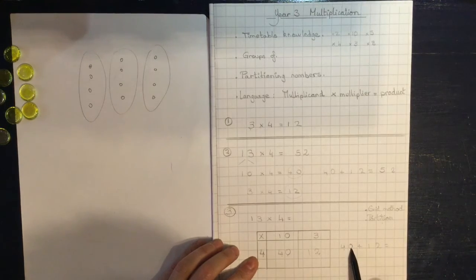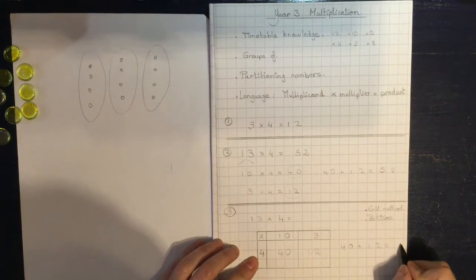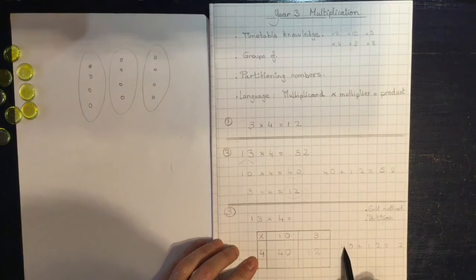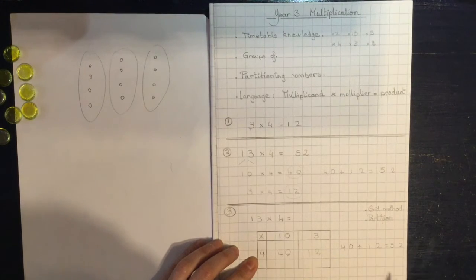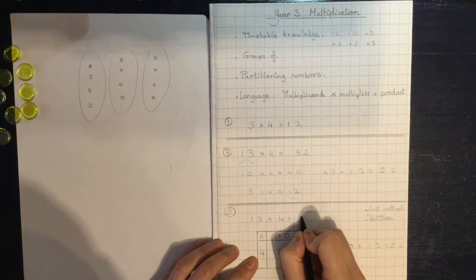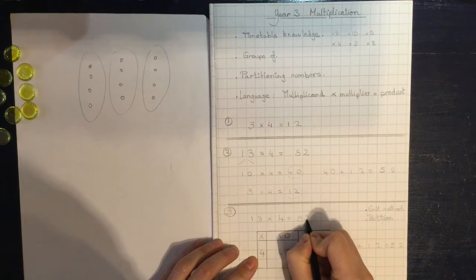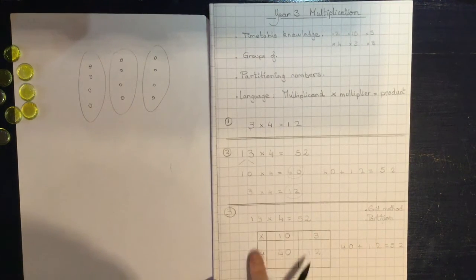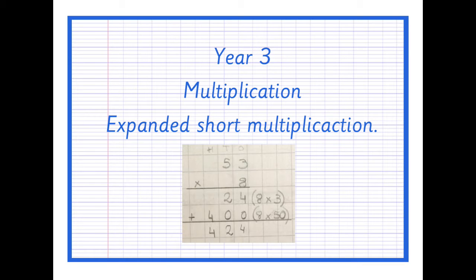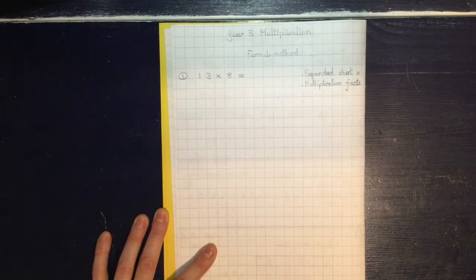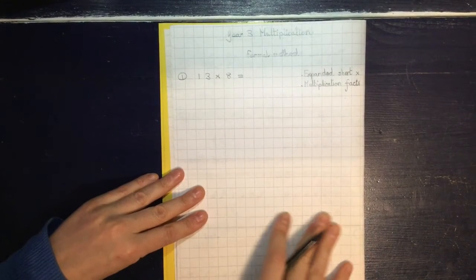So 0 ones plus 2 ones equals 2 ones. 4 tens plus 1 ten equals 5 tens. Our total product is 52. And we have used the grid method. Right, so year 3 multiplication.